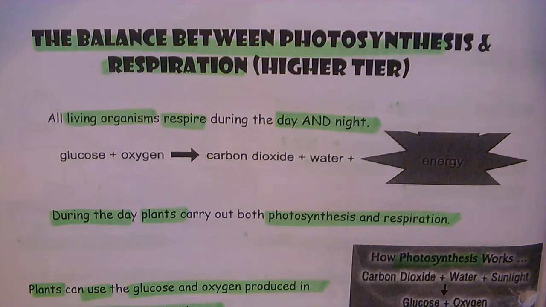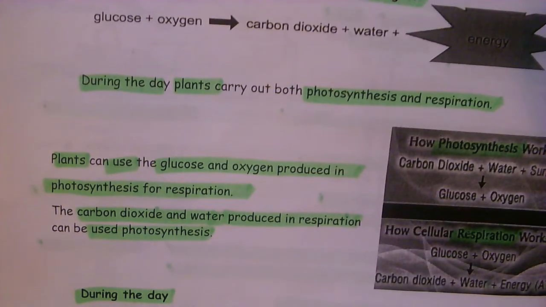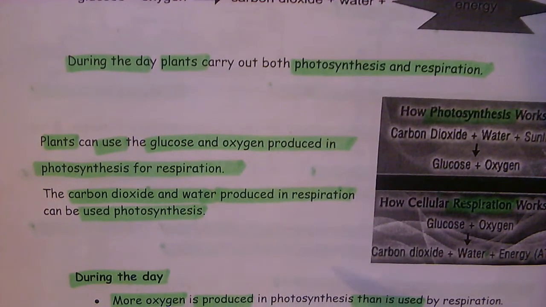Now, we're going to concentrate on plants. So all living things respire, including plants. Plants carry out respiration day and night, but during the daytime they are carrying out both photosynthesis and respiration. Okay, so the plants can use the glucose and the oxygen produced in photosynthesis for their respiration. So some of the oxygen they've made, some of the glucose they've made, they'll use that in respiration. And some of the carbon dioxide and the water they make in respiration can be used in photosynthesis. So for plants, at certain times of the day, you're going to get a balance between photosynthesis and respiration. So we need to look at the two scenarios in plants.